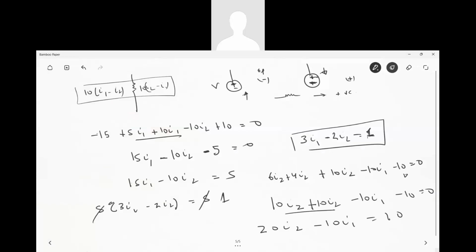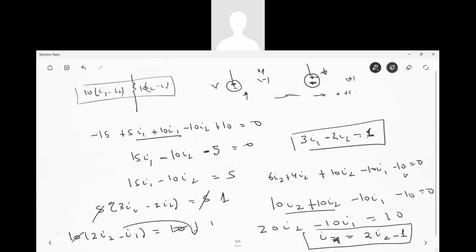Correct. If you take this common 10 here, it will become 2I2 minus I1 is equal to 10. So 10 cancels and becomes 1. So I2 on this side and I1 on this side. So if you take I1 to this side, it will remain 2I2, and this one value will come here, so it will become minus I1. So I1 is equal to 2.